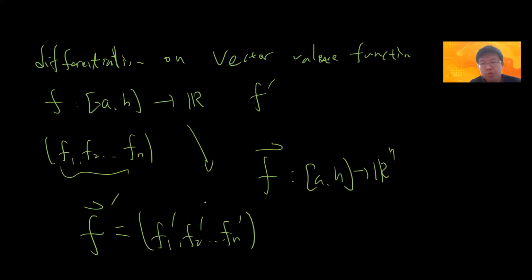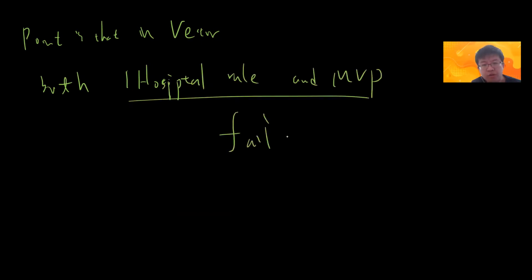You might think, oh, it's trivial. Yes, this is the definition. So what's the point? The point is that in the vector-valued case, both L'Hopital's rule and the mean value theorem fail.